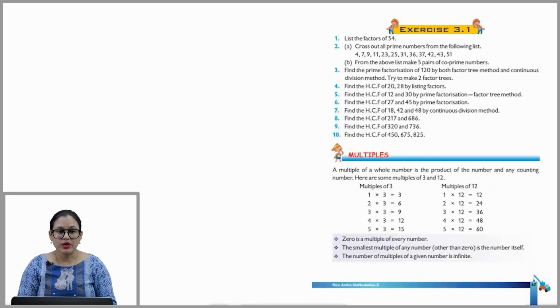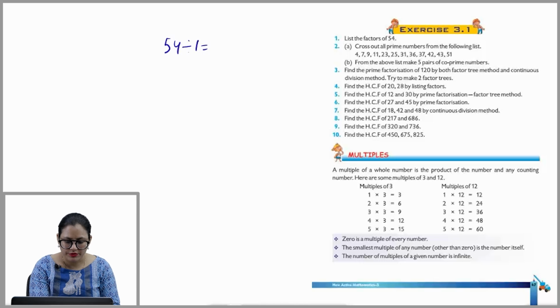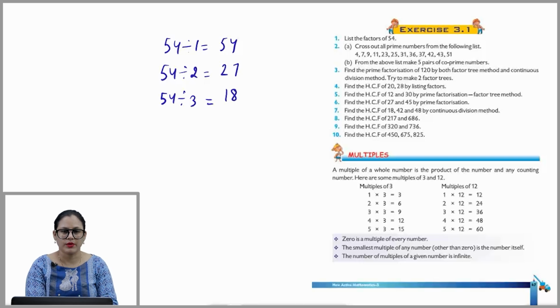Let's do exercise 3.1. List the factors of 54. Let's find out. You will divide 54 by 1, you get 54. 54, you will divide by 2, you will get 27. And 3, what you will get? 18. 54 cannot be divided by 4, cannot be divided by 5, since it doesn't have any 0 or 5 at one's place.